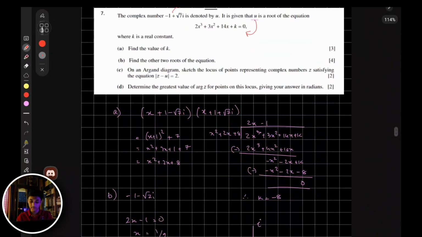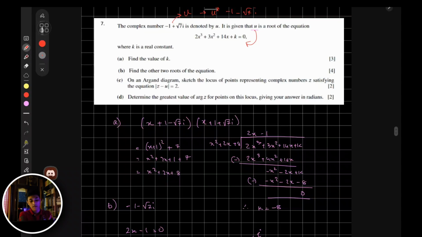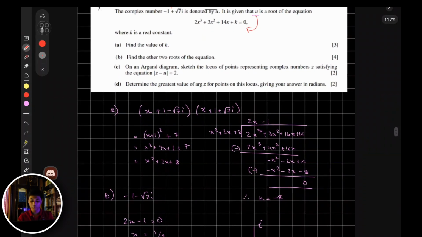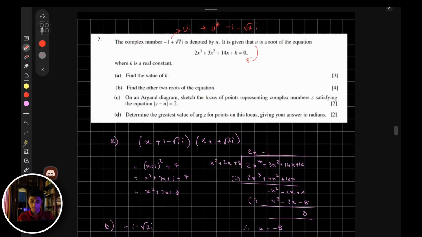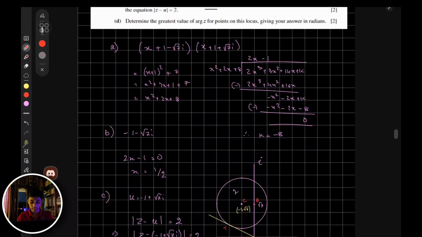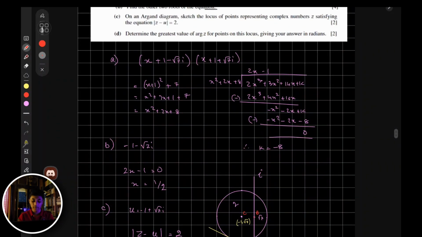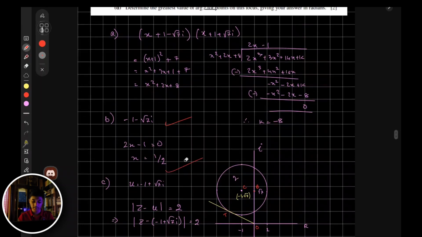Great. Now for B, what are they asking? Find the other two roots of the equation. Okay, what are the other two roots? We have already calculated this in a way, since we know this is one root, and minus 1 minus root 7i is another root, and this is another factor where x is going to be half. So you've gotten 1, 2, 3, all three of the roots. So we can say minus 1 minus root 7i is one of the roots. The other root is going to be x is equal to half.